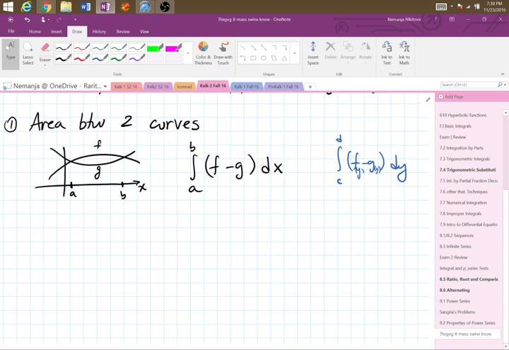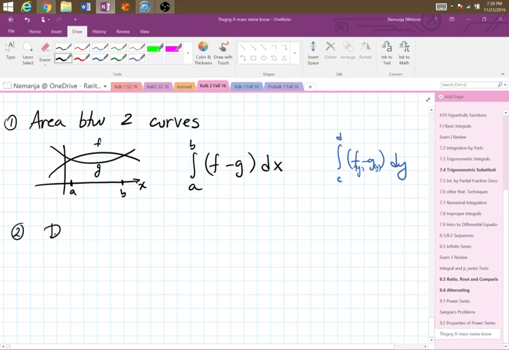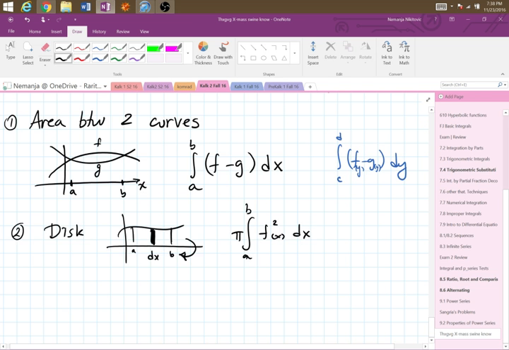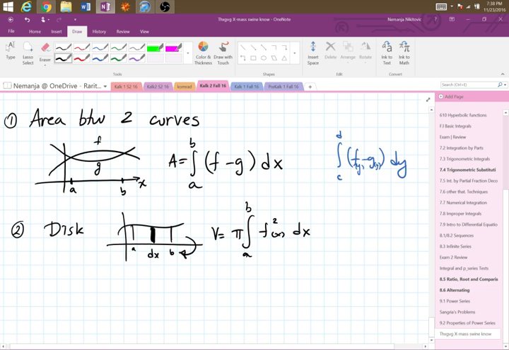After area between two curves, we are moving to the washer method, which actually has the disk method as its special case. So we are rotating. Let's start with the disk. We have a function. We have a dx there from a to b. And the formula is pi integral from a to b of f squared of x dx. That gives us the volume. Maybe I should write this area.